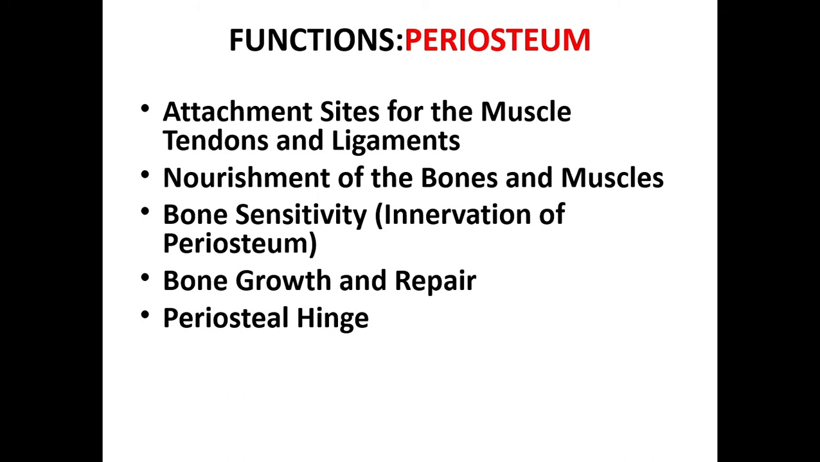The periosteum has several functions. One, attachment sites for the muscles, tendons, and ligaments. Two, nourishment of the bones and muscle. Three, bone sensitivity. So in here we have the nerve fibers, innervation of the periosteum, and it is also involved in bone growth and repair, and serves as a periosteal hinge.